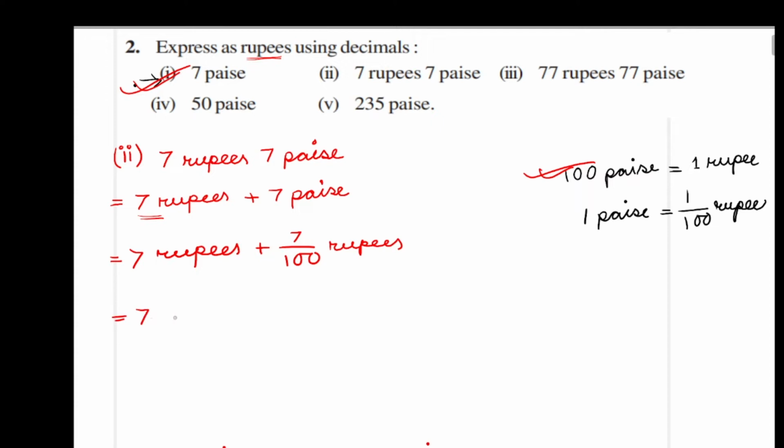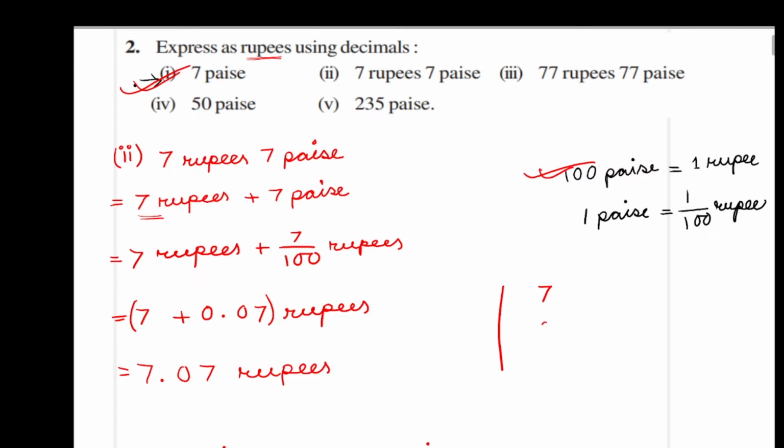So 7 plus 0.07 rupees. It will be 7.07 rupees. So now see, some students may have the question that how 7 plus 0.07 can be added?